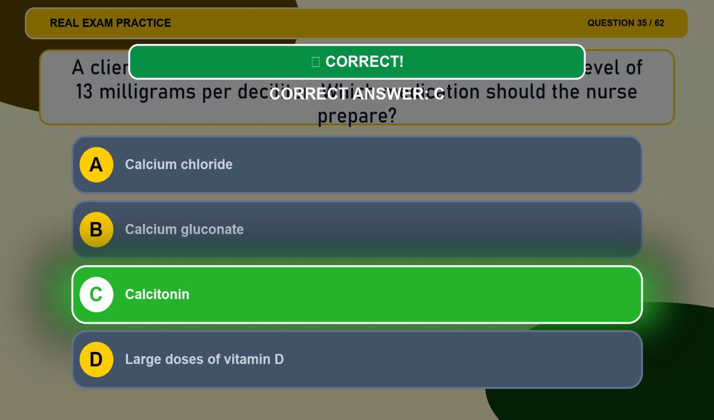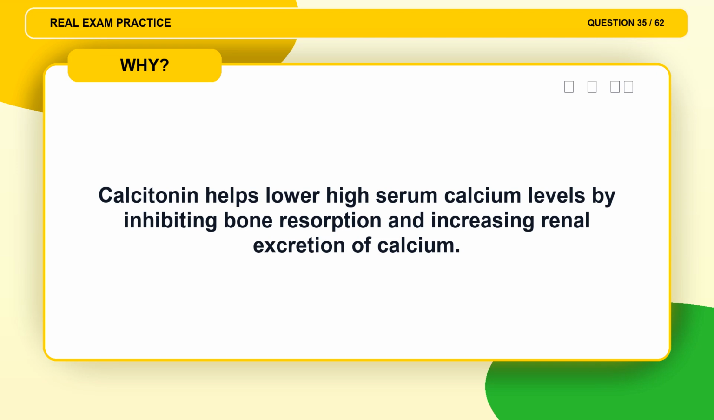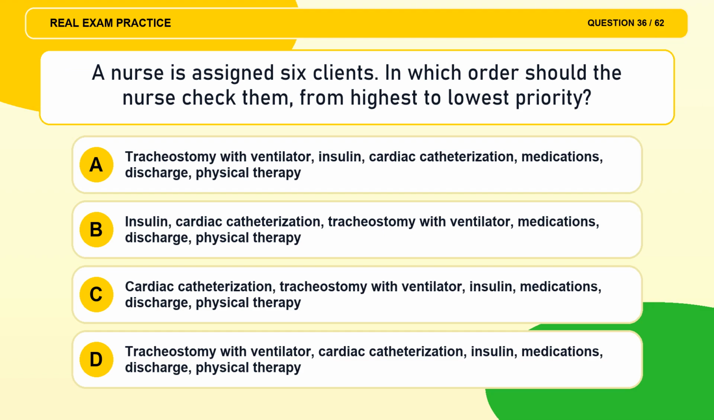The correct answer is option C, calcitonin. Calcitonin helps lower high serum calcium levels by inhibiting bone resorption and increasing renal excretion of calcium. Question 36. A nurse is assigned 6 clients. In which order should the nurse check them, from highest to lowest priority?